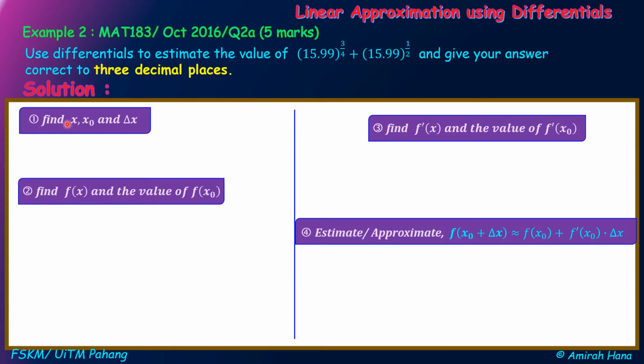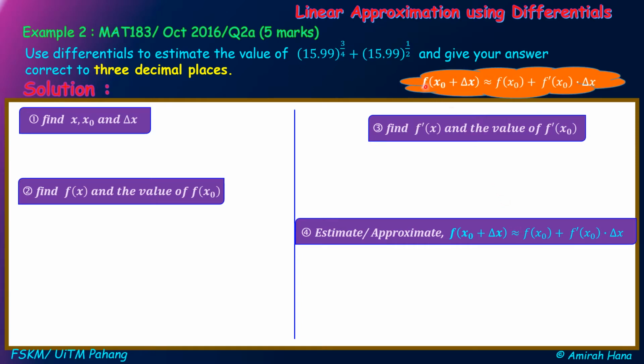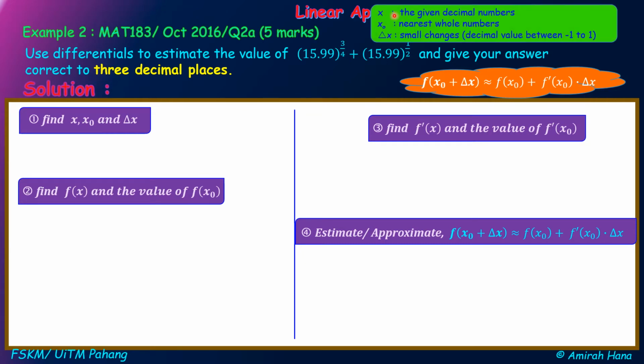Alright, first, we list all 4 steps to solve linear approximation. From the final step, the formula is f(x naught plus delta x) approximately equals f(x naught) plus f prime(x naught) times delta x. Here x means the given decimal number, x naught means the nearest whole number, and delta x means the small change, which is a decimal value between -1 and 1.